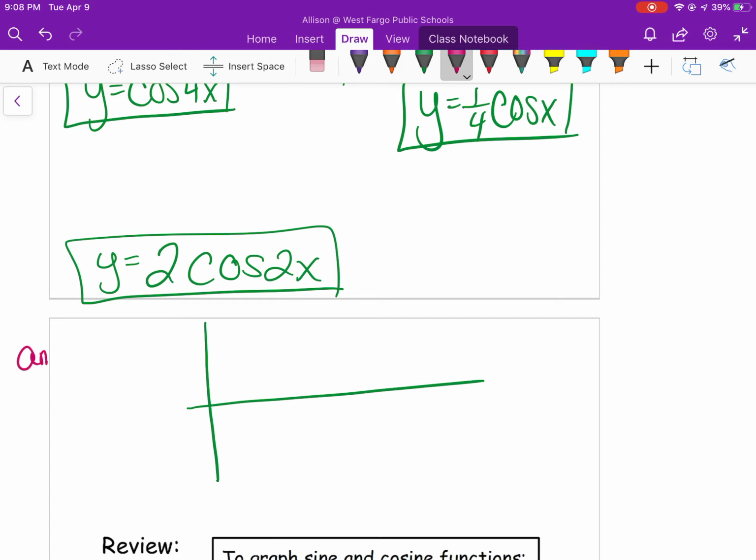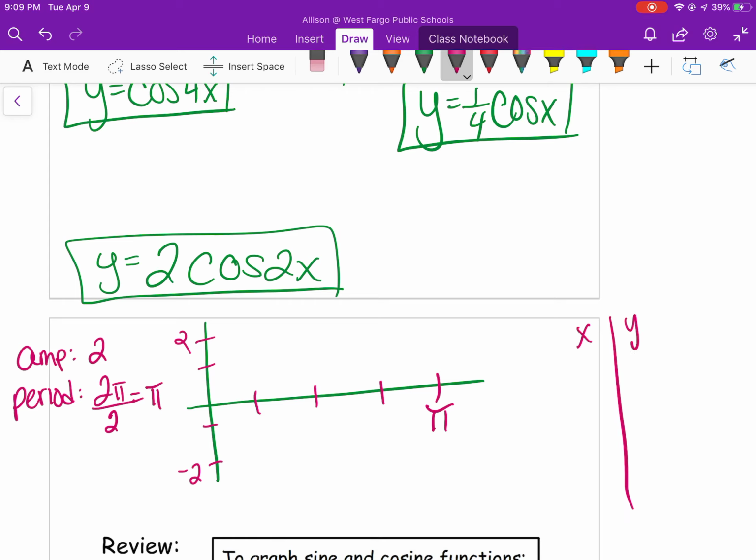So I'm going to find my amplitude. In this case is 2, which means I'm going to go up to 2 and down to -2. And then if I find my period, I'm going to take 2 pi, divide it by b, which is 2. That reduces to pi. So I'm going to have 4 equal sections along the x-axis, and the fourth one is going to end at pi.